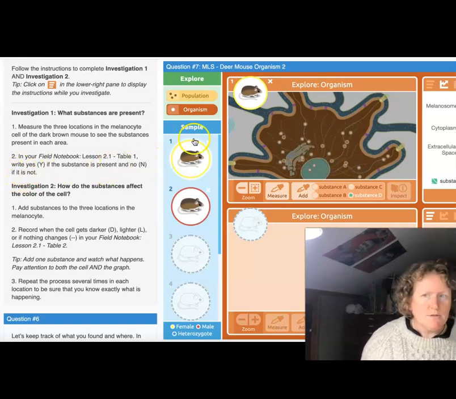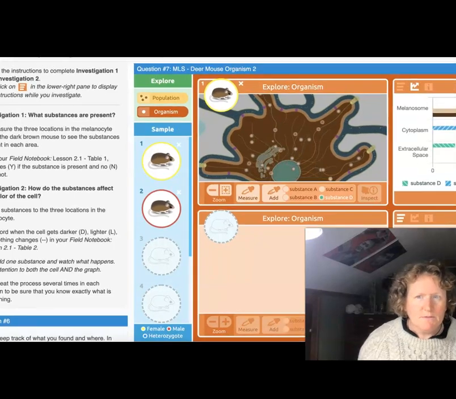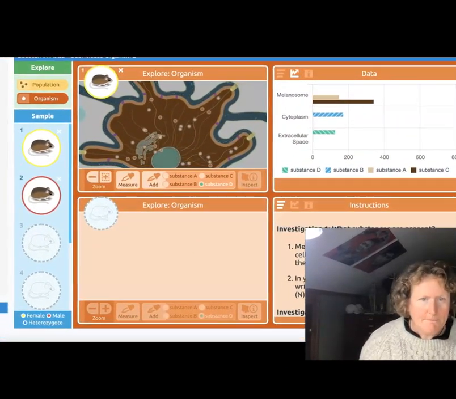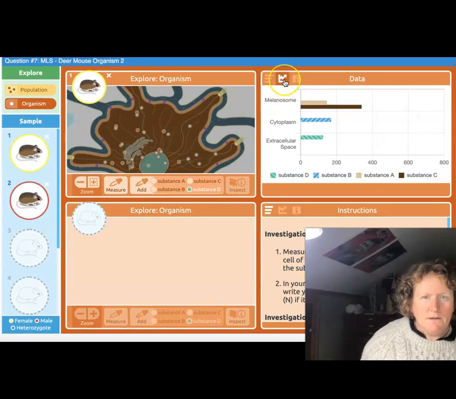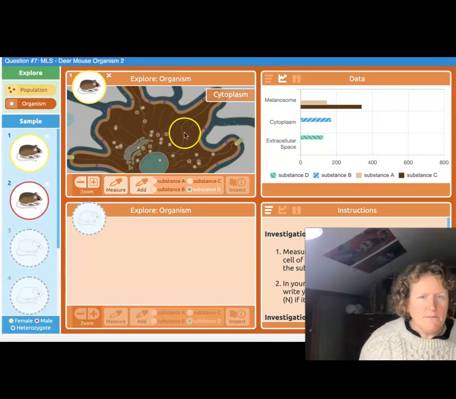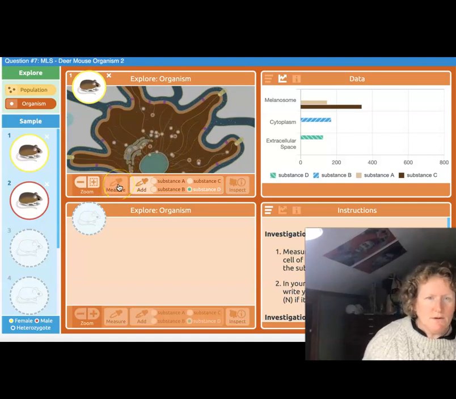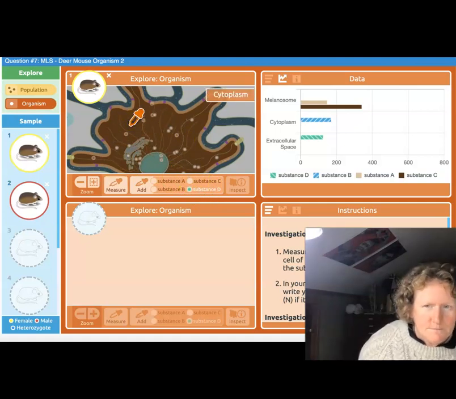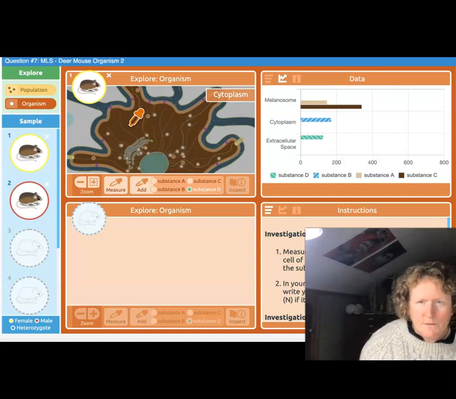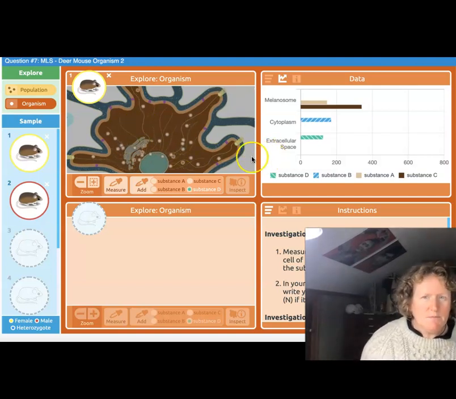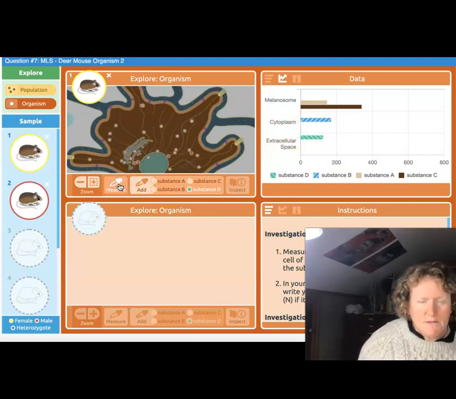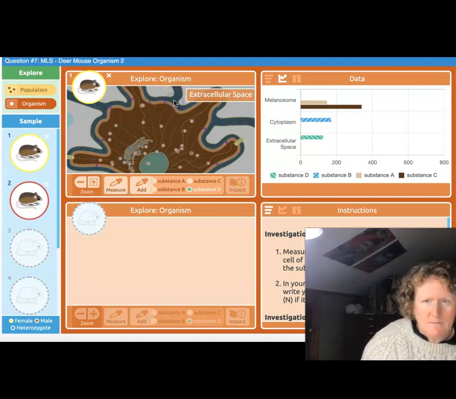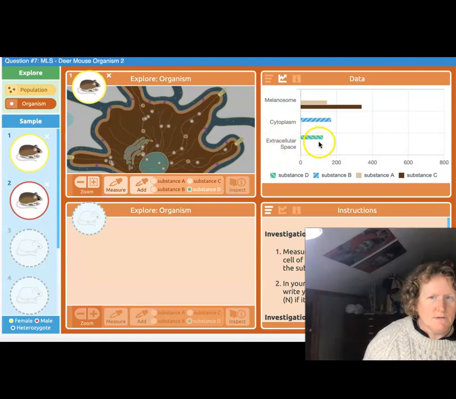So let's measure. I've done this a little bit so the graph is kind of showing here of what's where. You can click the graph here, and you can click around and use this measure tool here to go to the cytoplasm, and right now we're measuring substance D. So substance D doesn't really seem to be in the cytoplasm because that green line didn't show up here. Let's measure substance D in the extracellular space. Oh, there it goes. You can see that.